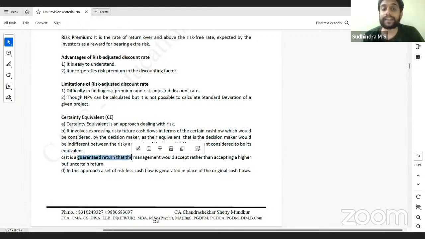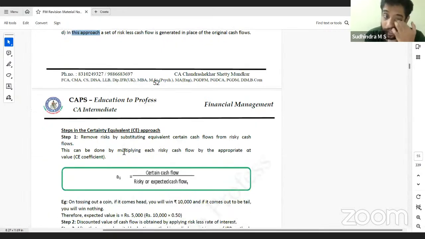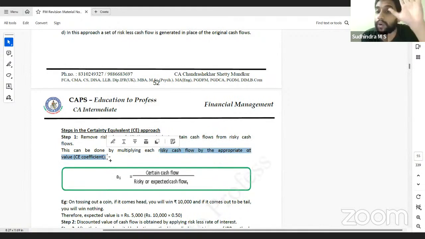It is a guaranteed return that the management would accept rather than accepting a higher but uncertain return. In this approach, a set of riskless cash flows is generated in place of original cash flows. How do we do that? Remove the risk by substituting equivalent certain cash flows for risky cash flows, by multiplying the risky cash flow by the appropriate CE coefficient. That is what we did: 1 lakh into 0.7, 70,000. That's how we calculate riskless cash flows.